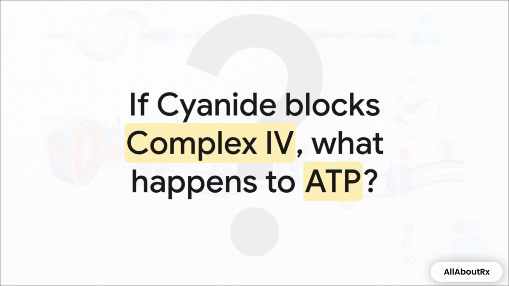To wrap up, I want you to think about this biochemical disaster scenario. If complex 4 is completely blocked by cyanide, what exactly happens to the oxygen we breathe and the ATP we desperately need? Ponder that for our next explainer.